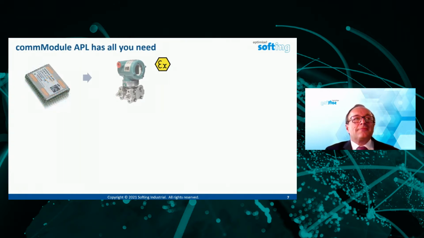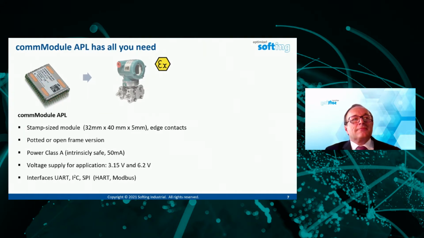Let's give it a closer look. What we will find is comModule APL. It is a stamp-sized, highly integrated module with edge contacts suitable for automatic assembly on the device's baseboard. There is a potted version for use in hazardous areas and an open frame type for less critical environments. The module, implemented according to APL Power Class A, sources 2 voltages to the application part of the device.